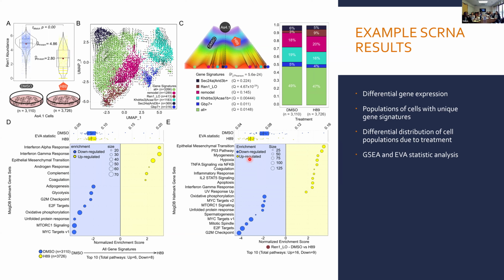Yeah, I have a good question. In this plot, the C... So what you're saying is 9% of H89 cells have that RIN1 low, yeah.